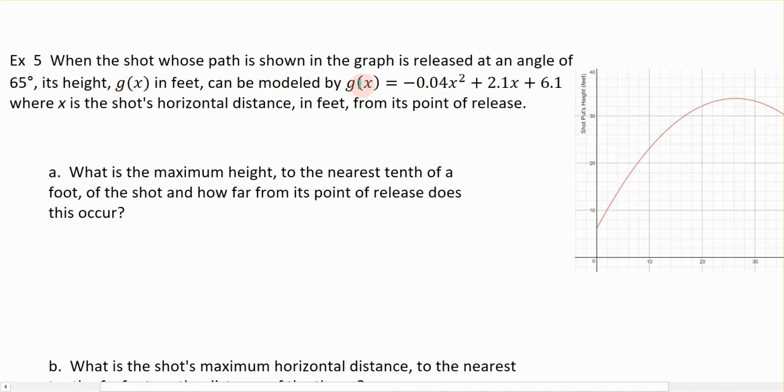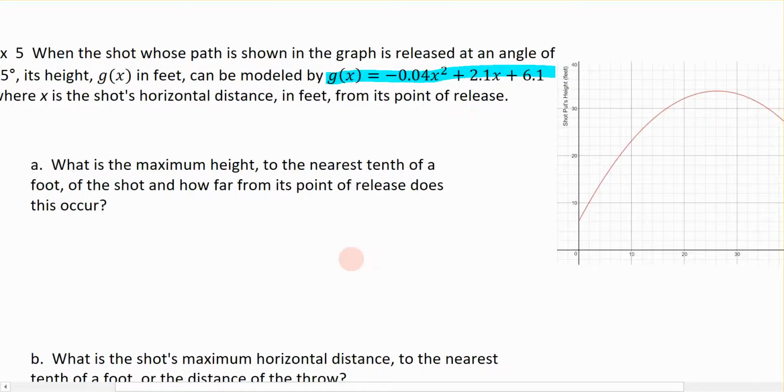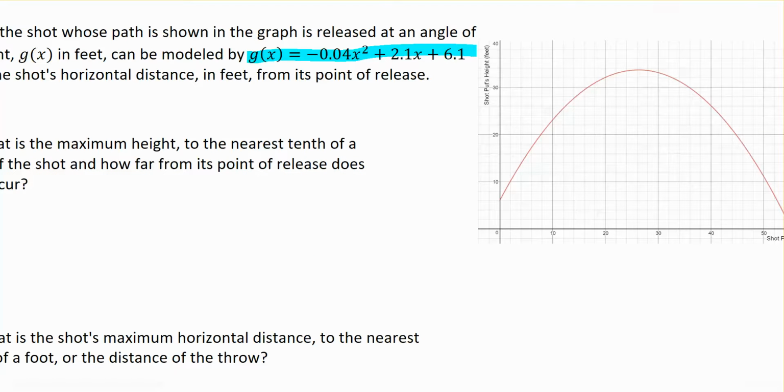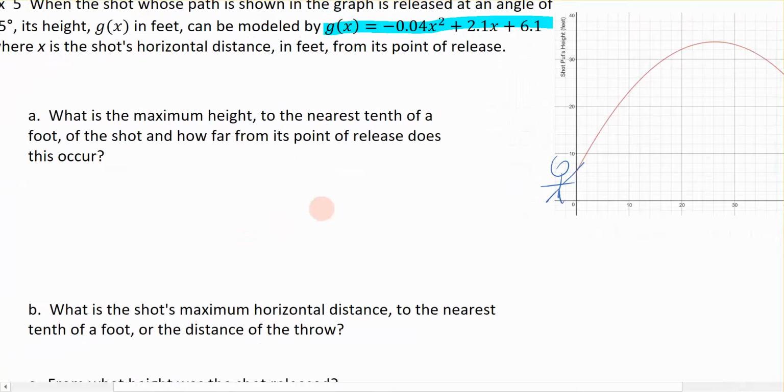is modeled by the function given here, g of x, where x is the horizontal distance away from its point of release. So you've got to picture that you have the shot put person right here, and they are releasing the shot put. So this distance along the x-axis is how far it travels away from the point of release, and this distance here along the y-axis is the height that it travels.